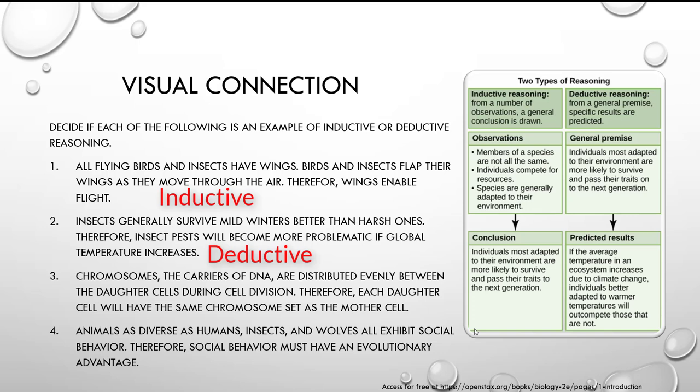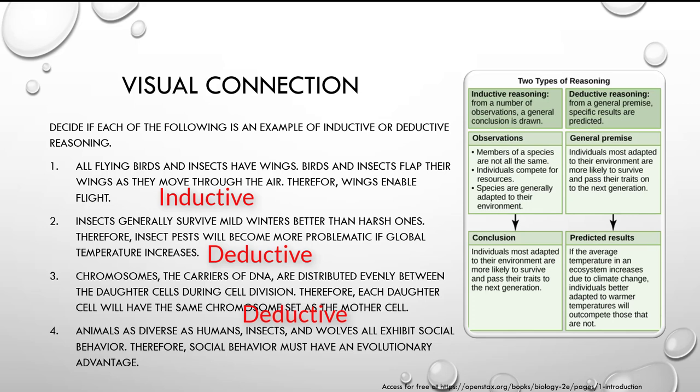Okay. Number 3: chromosomes, the carriers of DNA, are distributed evenly between the daughter cells during cell division. Therefore, each daughter cell will have the same chromosome set as the mother cell. Is that an example of inductive reasoning or deductive reasoning? So if you said deductive reasoning, I would agree with you.